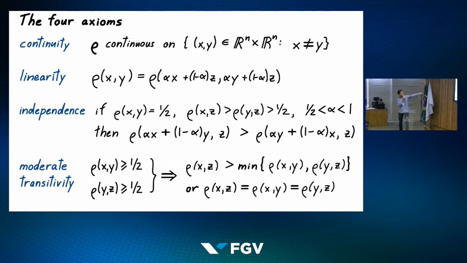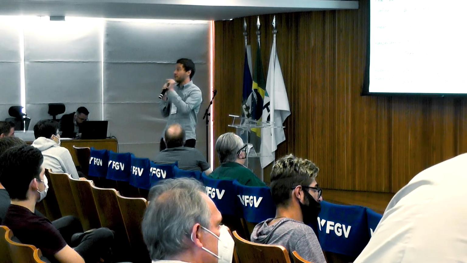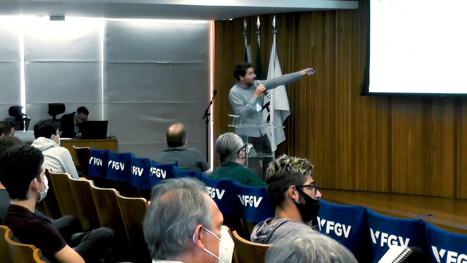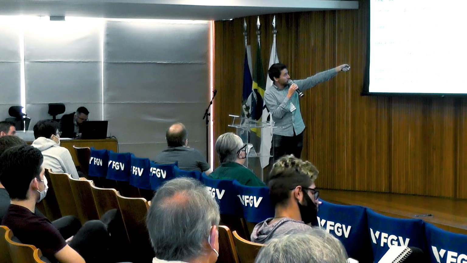Then I have linearity, and you've seen this before. This is exactly the Gul-Pesendorfer 2006 linearity. So these 2 are already familiar in the literature. The ones that I want you to pay attention to and discuss more carefully are the 2 new ones. We have 2 more axioms.